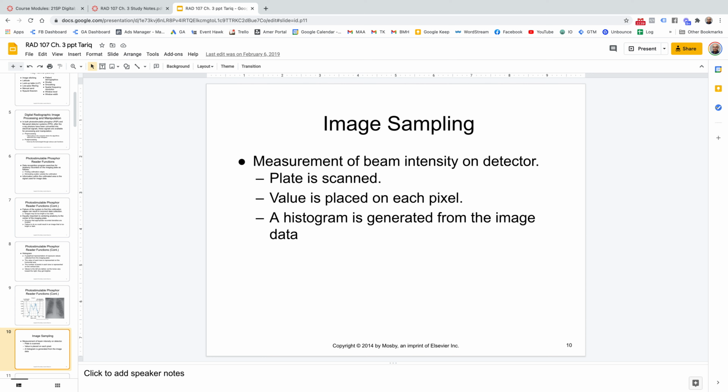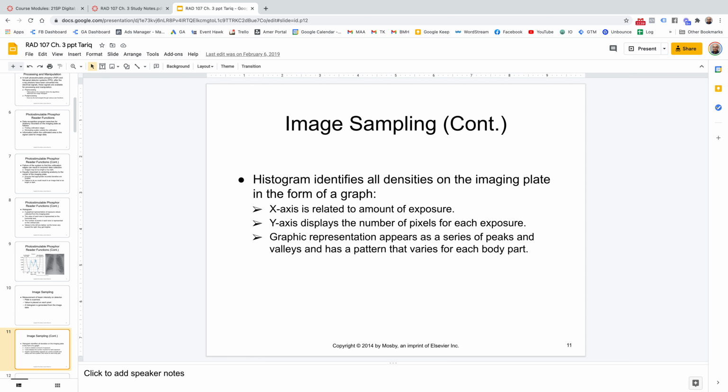Image sampling. Image sampling is the measurement of the beam intensity on the detector. You really want to know what image sampling is: the measurement of the beam intensity on the detector. The plate is scanned, the value is placed on each pixel, and a histogram is generated from the image data. So the histogram identifies all the densities of the imaging plate in graph format. We said the x-axis is related to exposure. The more you go to the right, the brighter it is. The more you go to the left, the darker it is. The y-axis displays the number of pixels for each exposure.